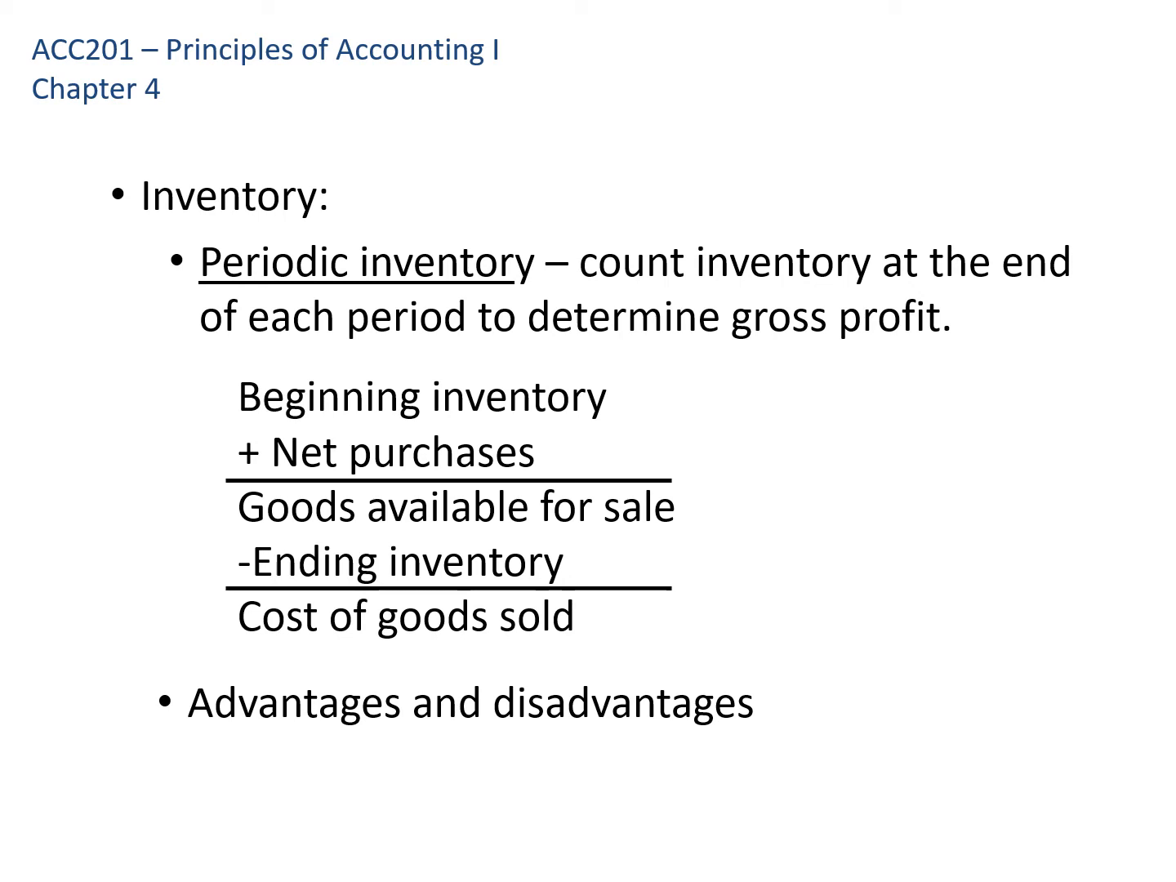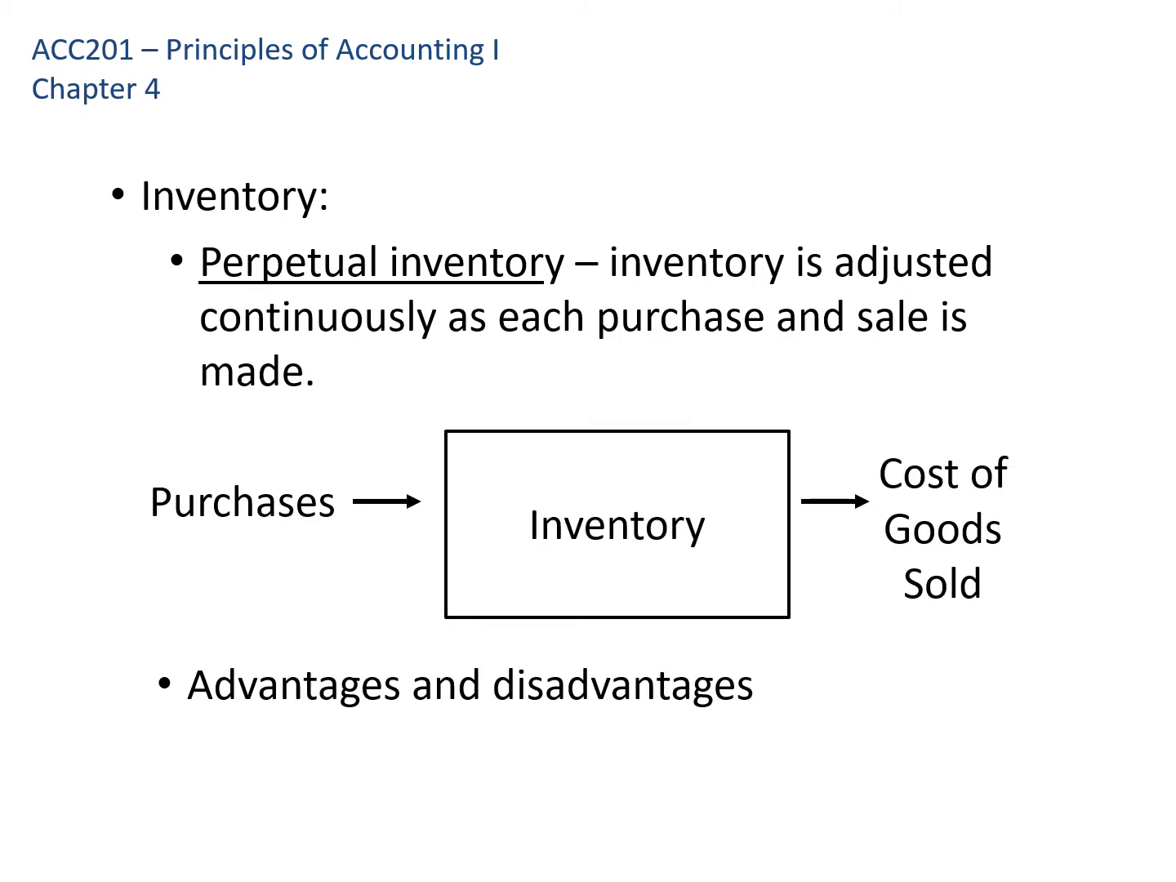This is how companies used to do things back before computer systems were more affordable. When I first started doing accounting, this is exactly how the company I worked for did it. I used to count the inventory at the end of every month. So the way most companies do it now, because software has come down in price, is perpetual inventory.